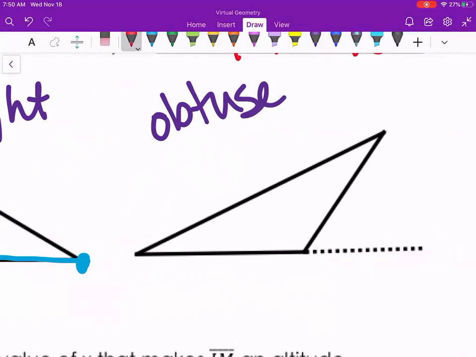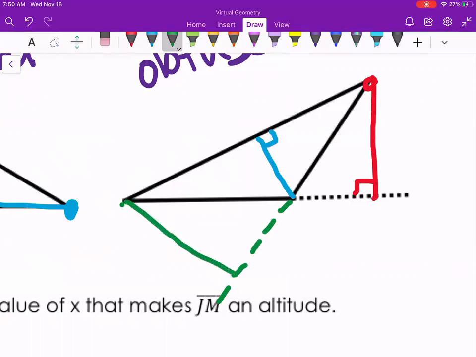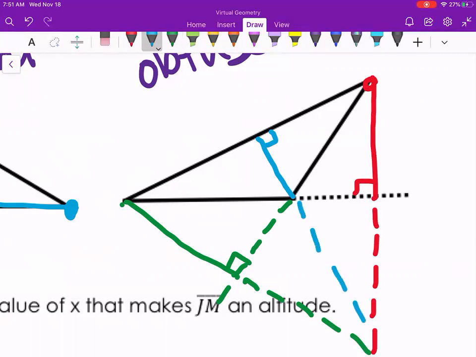And then our obtuse. So let's get our altitudes up here. And again, I would need to extend this other side out. Now, it looks right now like these do not intersect, but if those were to keep going, again, create some auxiliary pieces here, they would, in fact, intersect just way outside the triangle.